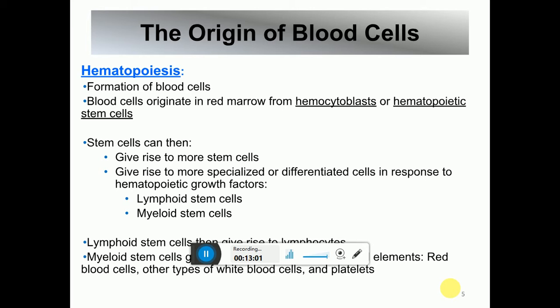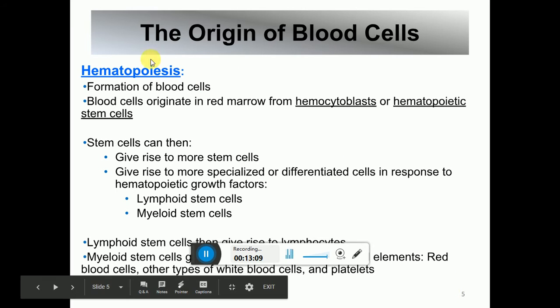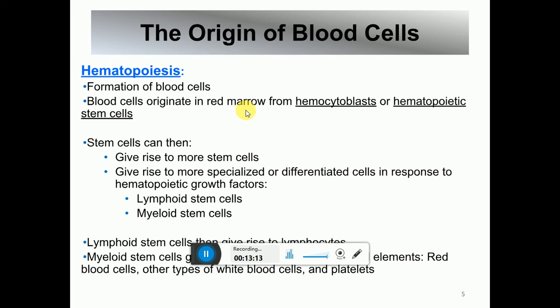For origins of blood cells, and this is again that diagram, the flow diagram that we just talked about, that whole process of making blood cells is known as hematopoiesis, and all of them originate in the red bone marrow from either hemocytoblastic cells or hematopoietic stem cells. So these are both the same kind of cells.